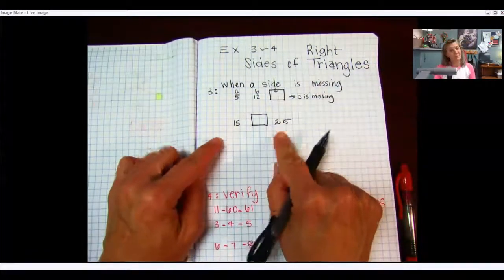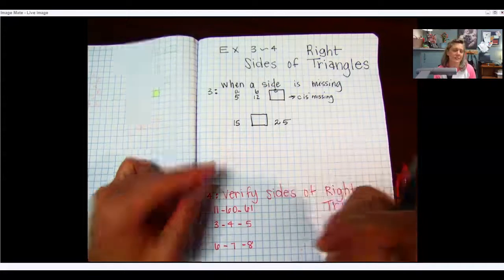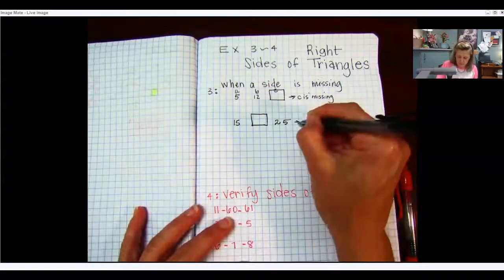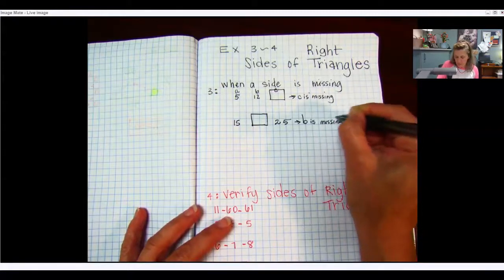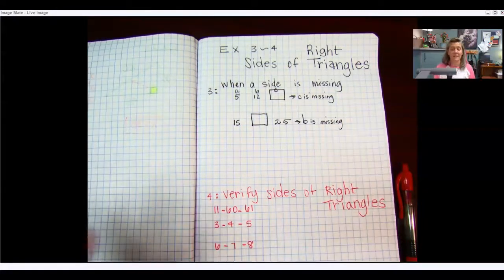For this next example, C is actually given. One of the legs is missing. We'll just say it's leg B. So B is missing. So you're going to do the same exact process as if we had actually drawn a triangle here.